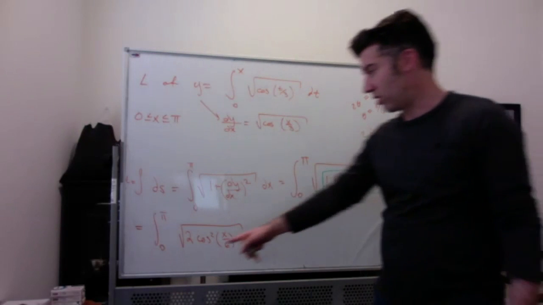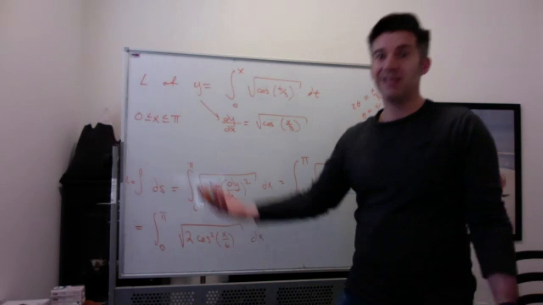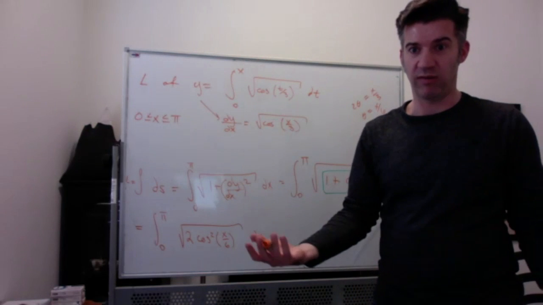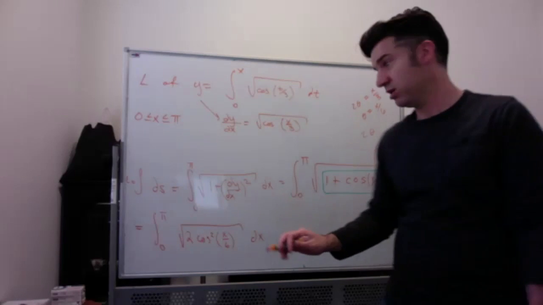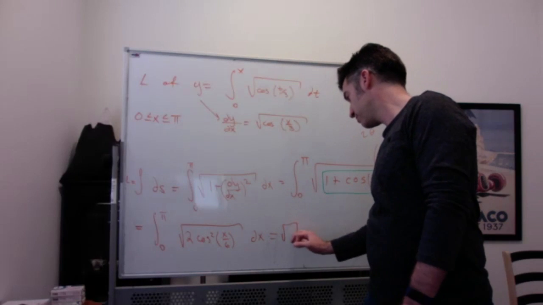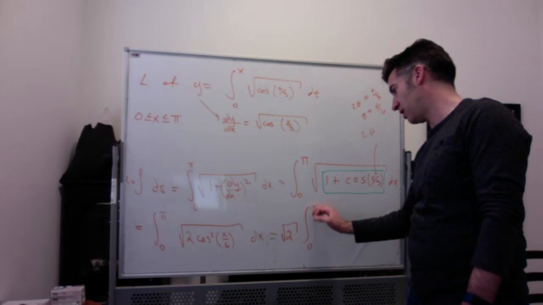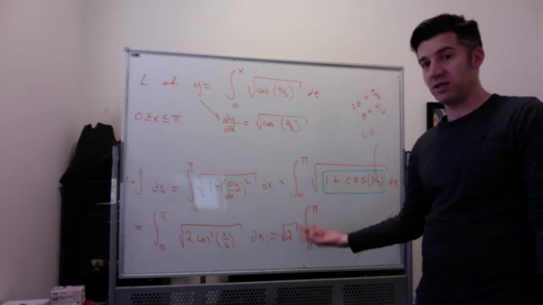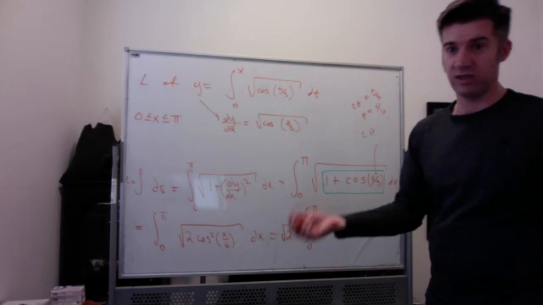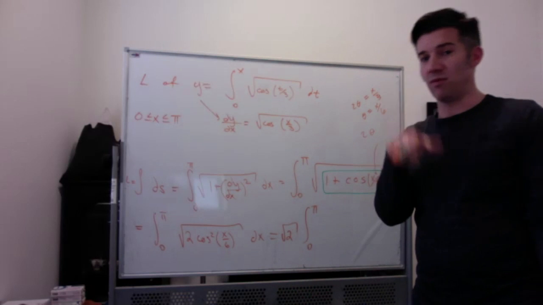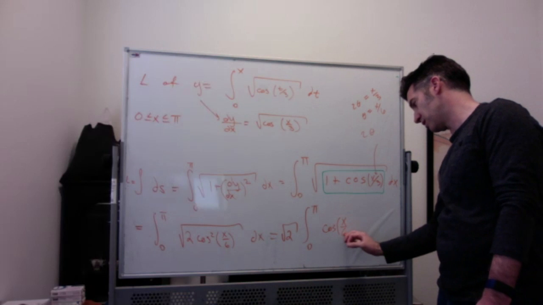And you can think of the square root of 2 times cosine squared of x over 6 as the square root of 2 times the square root of cosine squared of x over 6. The square root of 2 is a constant multiple that can come out in front. And then I'm going to be integrating from 0 to pi the square root of cosine squared of x over 6. But the square root of cosine squared is just cosine. Really, it's the absolute value, but we're not going to worry about that. So at least I'm not going to worry about it here. It's cosine of x over 6.